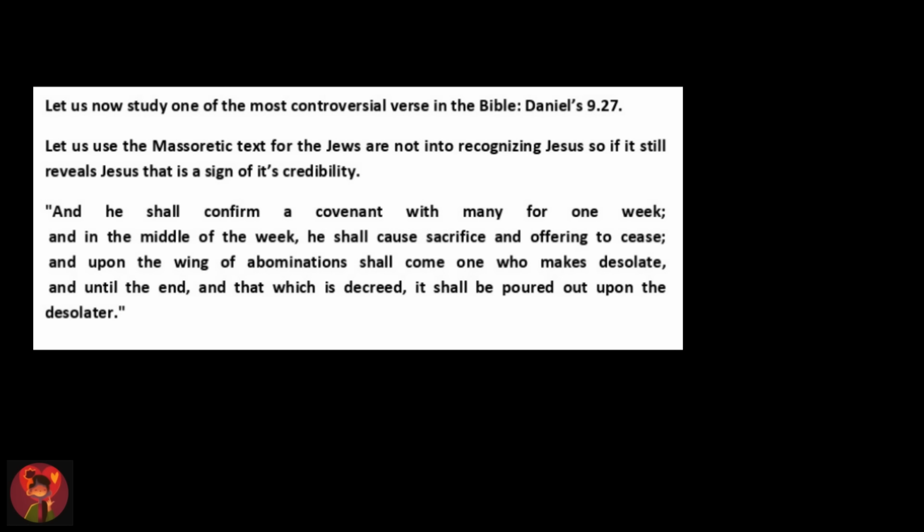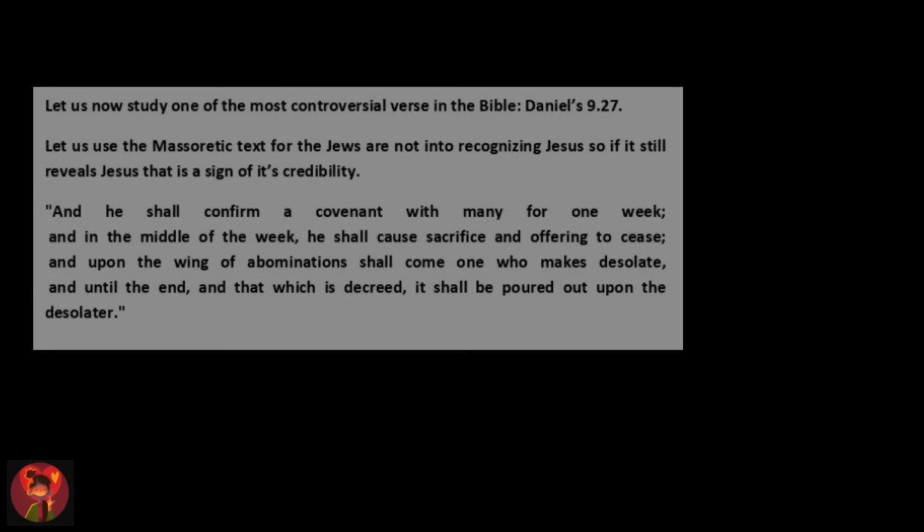Let us now study one of the most controversial verses in the Bible, Daniel 9:27. Let us use the Masoretic text, for the Jews are not into recognizing Jesus, so if it still reveals Jesus, that is a sign of its credibility. "And he shall confirm a covenant with many for 1 week, and in the middle of the week, he shall cause sacrifice and offering to cease, and upon the wing of abominations shall come one who makes desolate, and until the end, and that which is decreed, it shall be poured out upon the desolator."